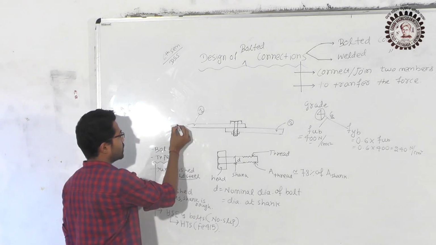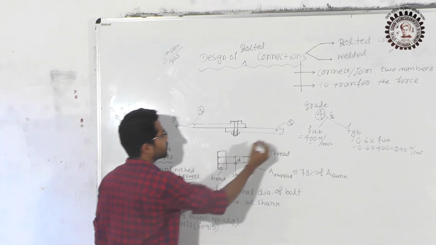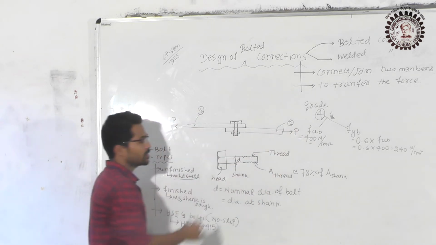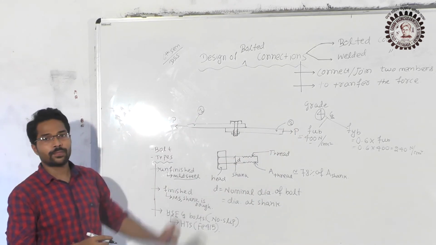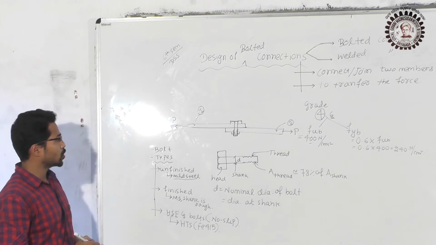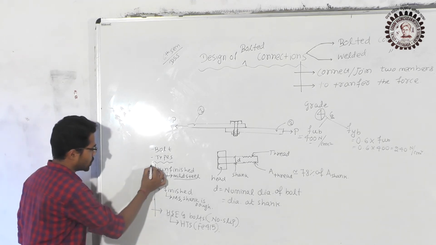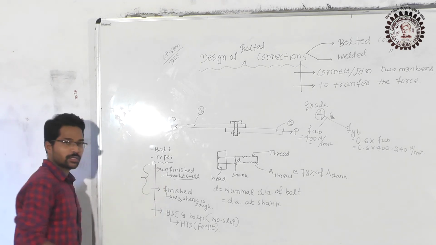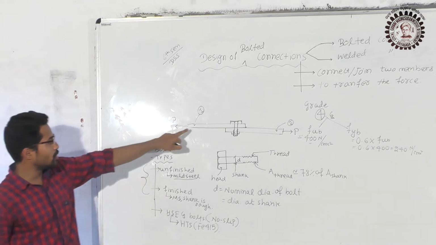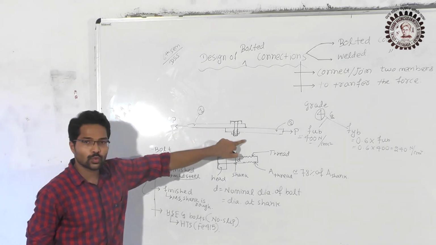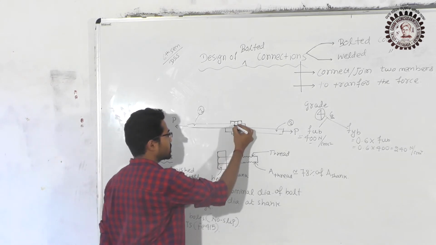For example, if we apply a pull here, let's say P force we apply on the two plates. So what will happen? These two bolts, unfinished bolt and finished bolt, transfer the load from plate 1 to plate 2 through bearing. Bearing means, see this part.